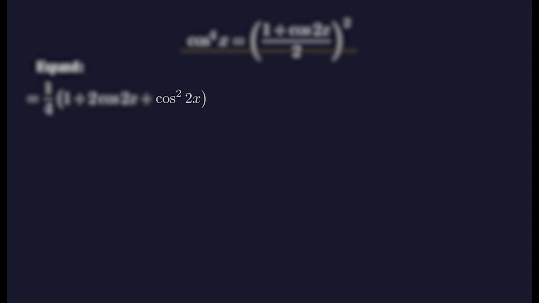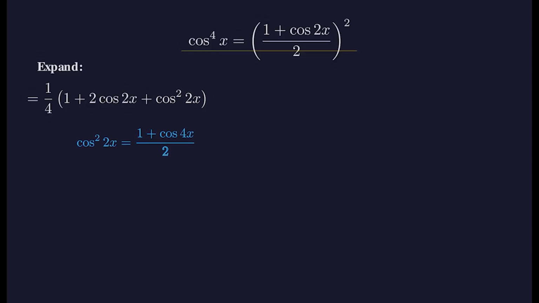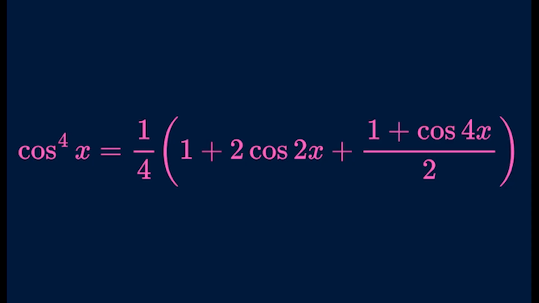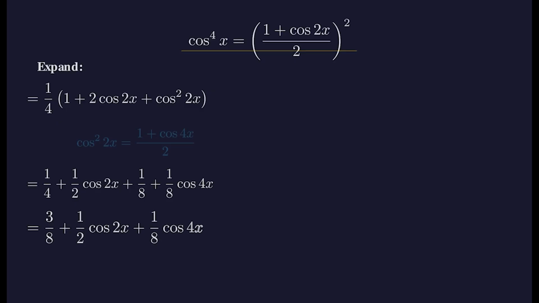And so if we apply the identity again, we get cos squared 2x equals 1 plus cos 4x over 2. So, as a result here, guys, what do we get? Well, we have simplified this down. We get cos to the power 4x equals a quarter times 1 plus 2 cos 2x plus 1 plus cos 4x over 2, which simplifies down to eventually get 3 over 8 plus a half cos 2x plus an eighth cos 4x.